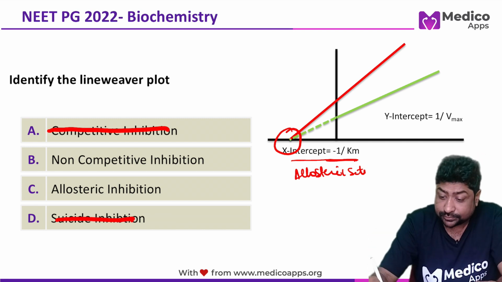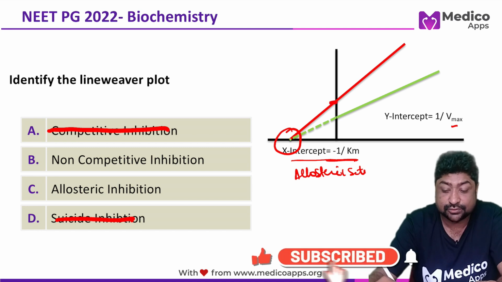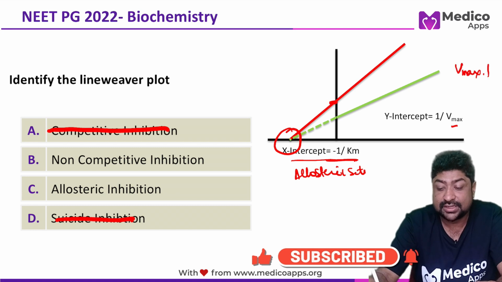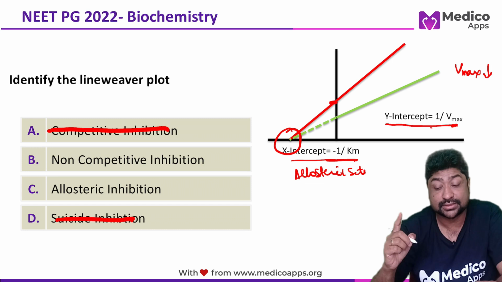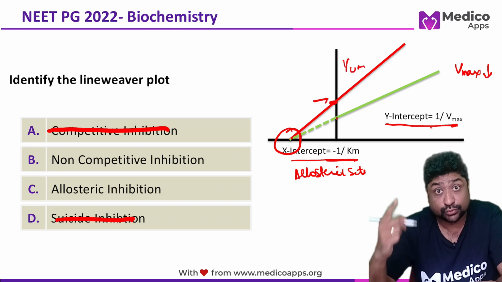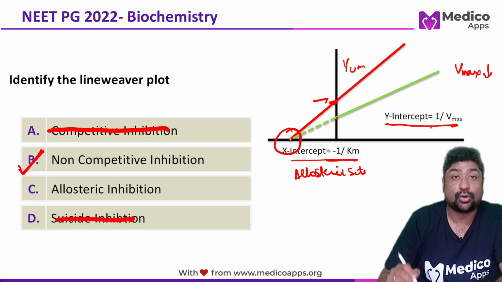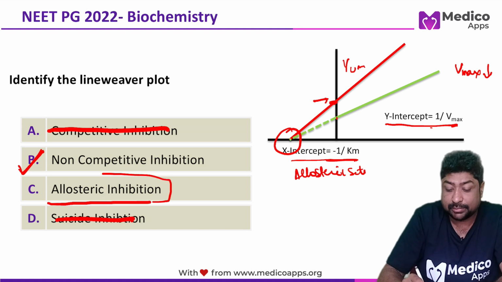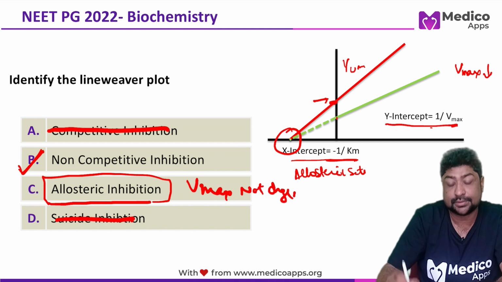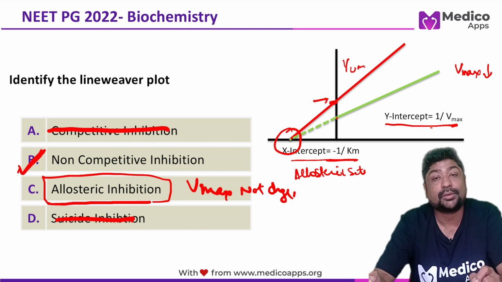Now imagine 1 by Vmax is increasing. This is 1 by Vmax. So Vmax is decreasing, because remember, the y-intercept is 1 by Vmax. If 1 by Vmax is increasing, this is without inhibitor, this is with inhibitor. So with inhibitor, 1 by Vmax is more, so Vmax will be decreasing. If Vmax is decreasing, we know it is not a reversible allosteric inhibitor, because in that case the Vmax will not change. So the correct answer here will be V, non-competitive inhibition.